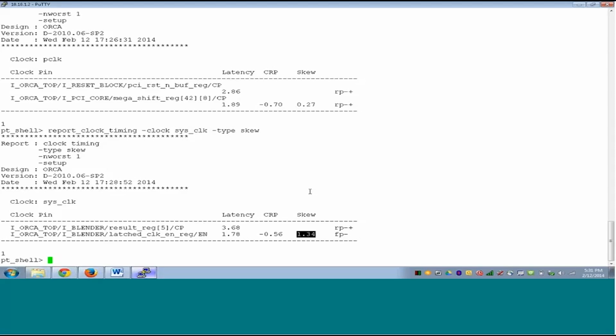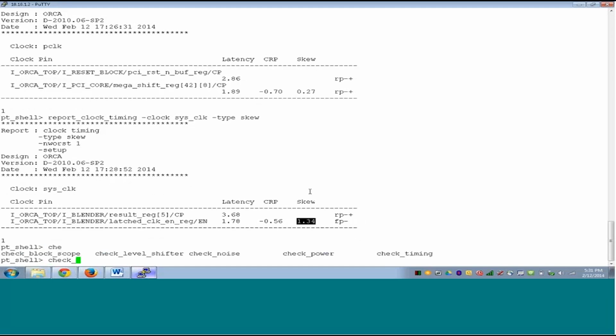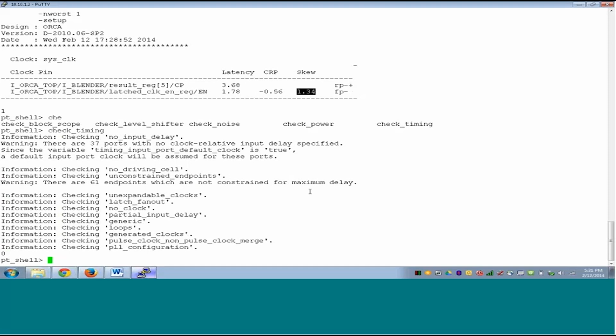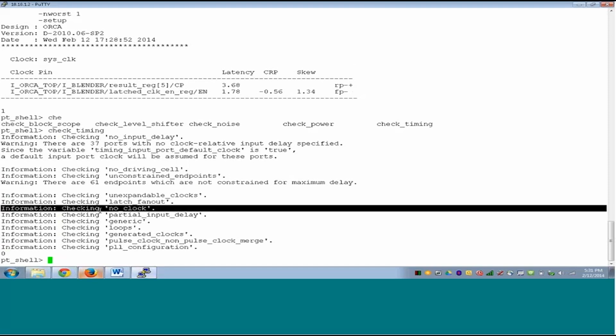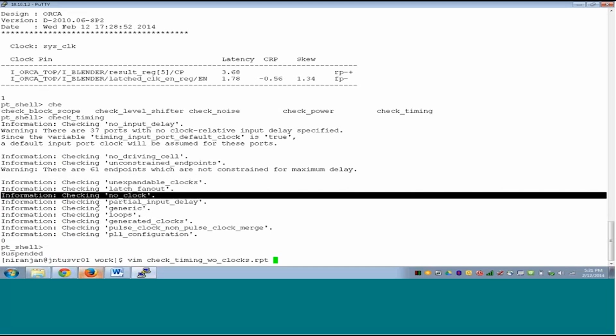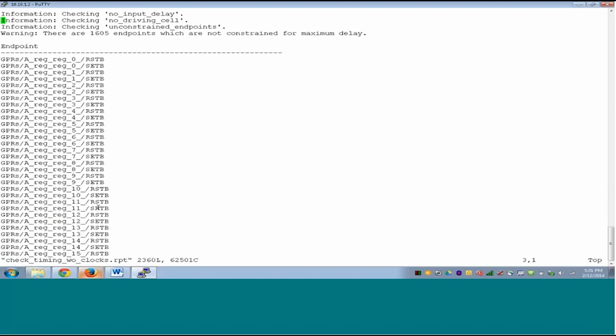Now there is one more command. We have already seen this command, check timing. Now let's run check timing here. So check timing is a very useful command. If, let's say, you forgot to define some clock, check timing will tell. It will tell here that there are some clocks which have no clock. I'll show you a check timing report, a verbose report, which is without clocks. I haven't defined any clocks for a particular design. So this is the kind of report it gives.